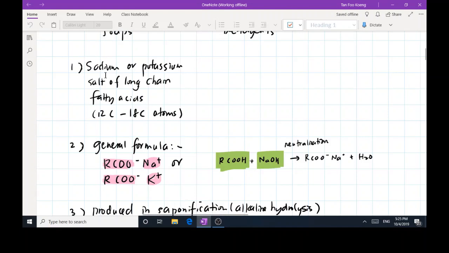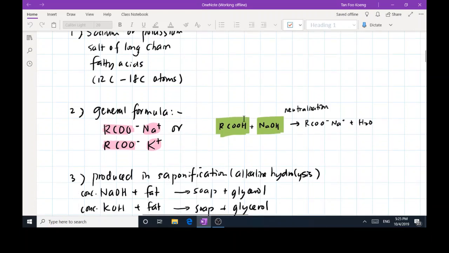Now, why must it be sodium or potassium? Because whatever salt of potassium or sodium must be soluble in water. So that's why we have sodium and potassium salt. All right. Now, how do I prove that it is a salt? We call this RCOOH, the general formula of carboxylic acid. When the carboxylic acid reacts with NaOH, which is an alkali, we get a salt and a molecule of water. This process is known as neutralization.